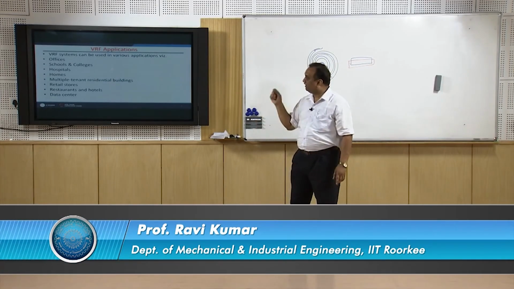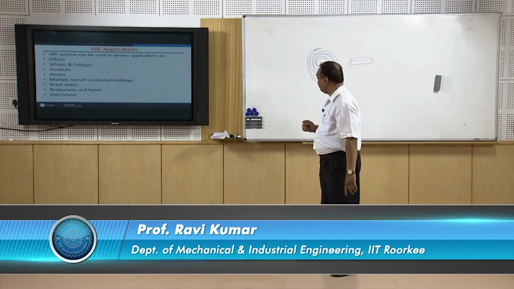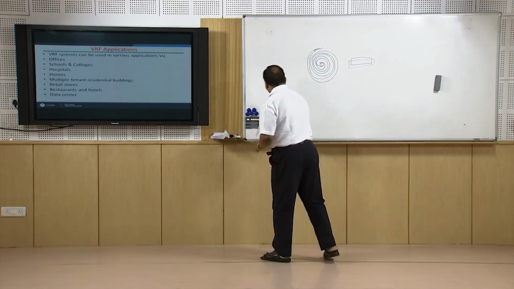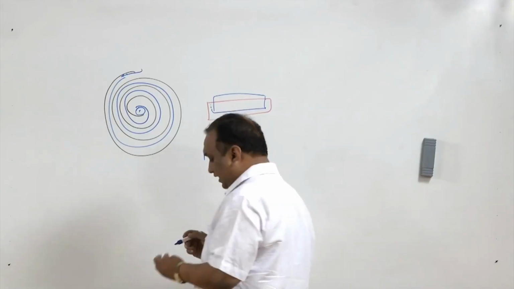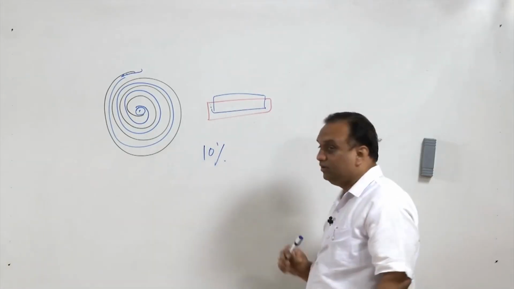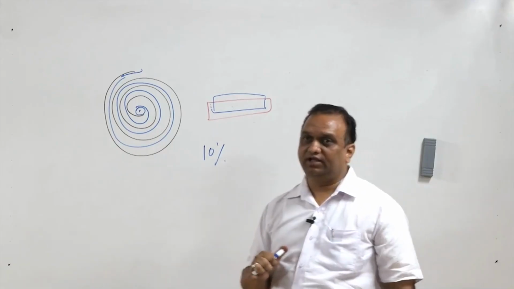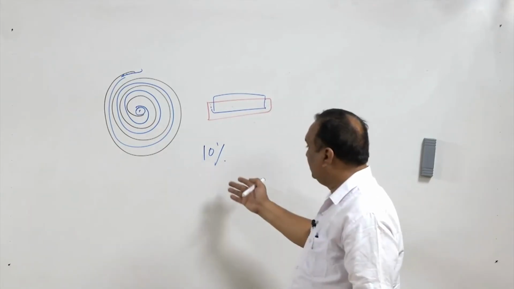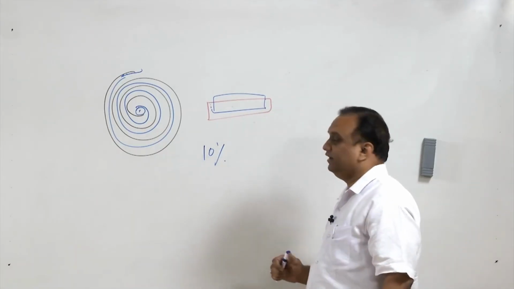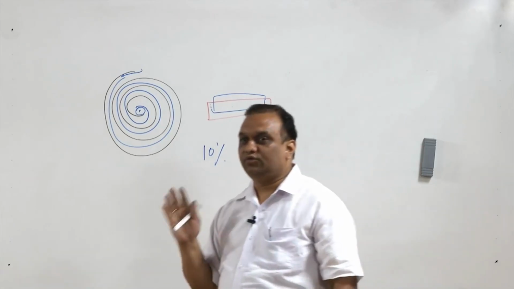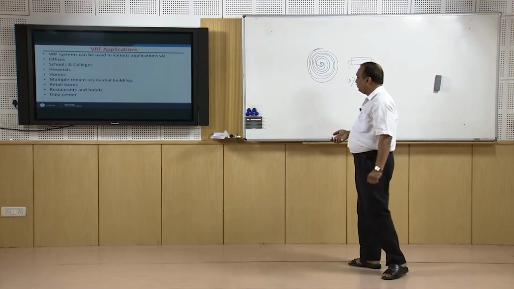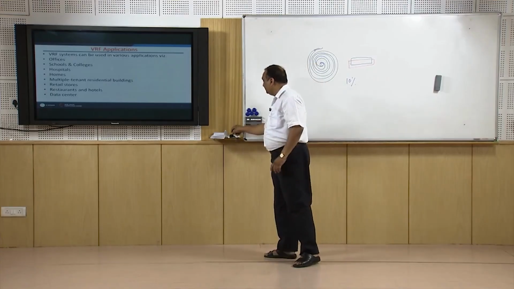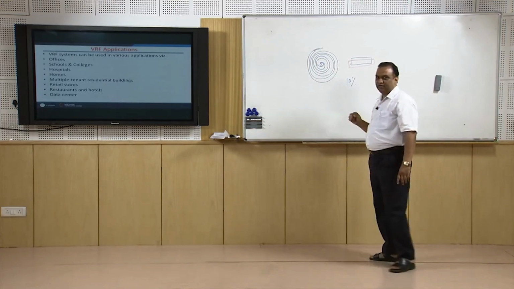So nowadays VRF technology is the latest technology and it is emerging fast. Even at part load, up to 10% part load, which is very low, the efficiency is maintained. So in applications like hotels, where we do not know the load in the system, this type of technology is very helpful.